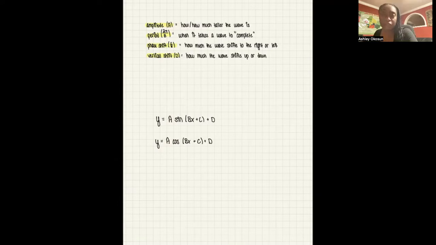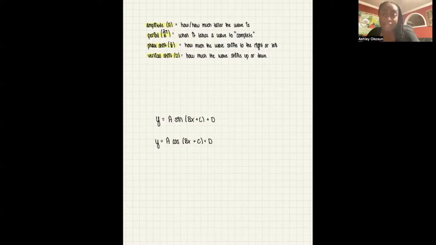Period and phase shift are a little different from amplitude because you can't directly pluck them out of the equation, but you can use things in the equation to figure it out. Period is done by doing 2 pi over b. b is usually in front of your x, as you can see right here. And period, I define as being similar to frequency, which is pretty much when a wave completes. So if it starts at a crest, it ends at a crest. If it starts at a trough, it ends at a trough.